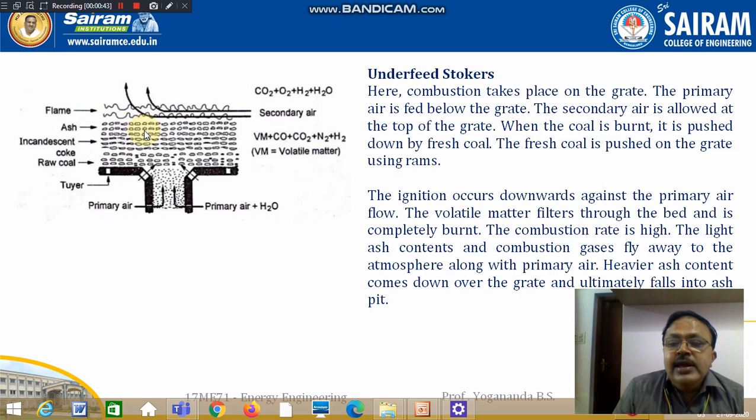So the secondary air is allowed at the top of the grate. When the coal is burnt, it is pushed down by the fresh coal. The fresh coal is pushed on the grate using the ramps. So the ignition occurs downwards, against the primary air flow.